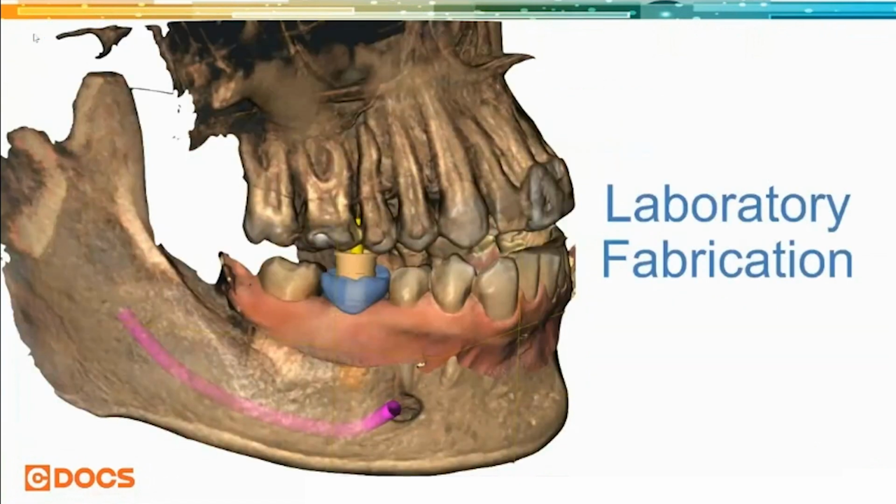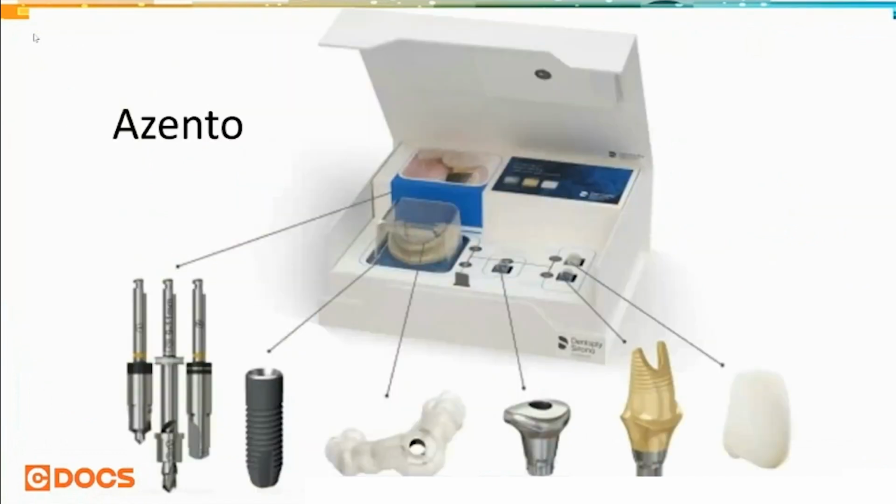On the laboratory side, the planning software can also be used for fabricating surgical guides and restorations on the laboratory side, if you're not wanting to do that chairside or in your office. The Azento workflow has been designed to simplify the process of working with the laboratory. Atlantis is a laboratory. They fabricate all sorts of restorations, and it is compatible with the CEREC workflow. And so I'm going to discuss how Azento works.